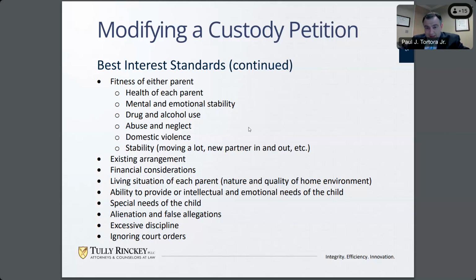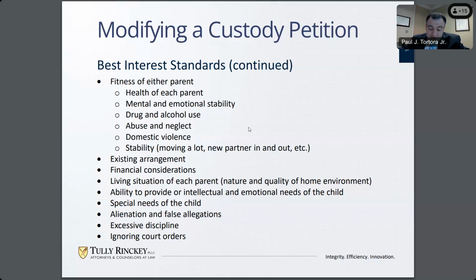Existing arrangement is something the court will also look at. How long has it been in place? Has this been going on for 10 years now, or has it been going on for 6 months? They're going to look at what would need to change if there were to be a change in primary custody. Would the child need to change schools? How long have they been in that school? Do they have friends there? Are they involved in sports and activities and things like that? And if an agreement has been in place for a very long time, the court will be more likely to keep it in place.